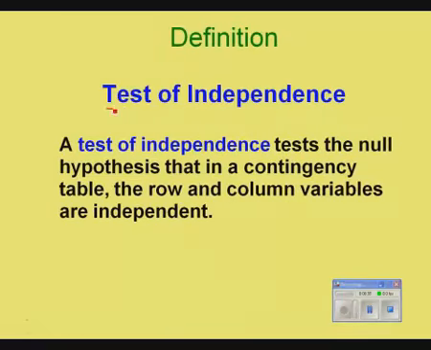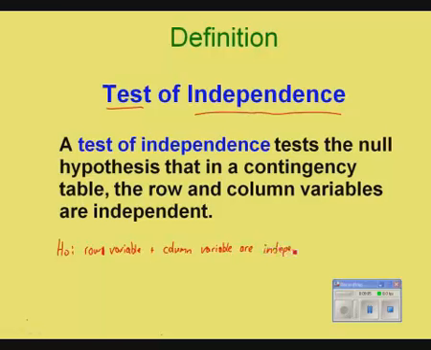Now, we want to be able to test independence. So we're going to test the null hypothesis. So what is H0? It's that the row variable and column variable are independent. That's H0. H1 is that they're dependent, I guess, or not independent if you want.